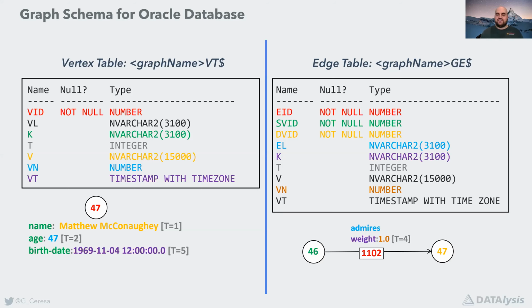Do not touch those tables. Do not change the columns. Do not add new columns. What you can do is mess around with partitions if you really want. You can mess around with indexes if you want, but do not touch the structure of the table, please, or you are just not having a graph anymore. You just have tables.